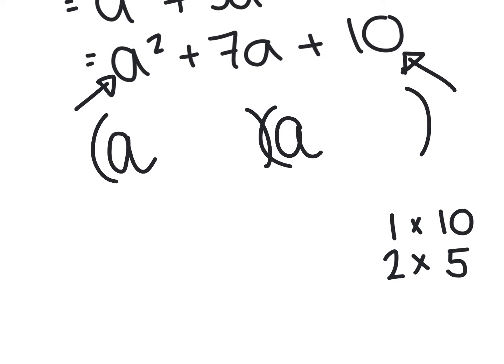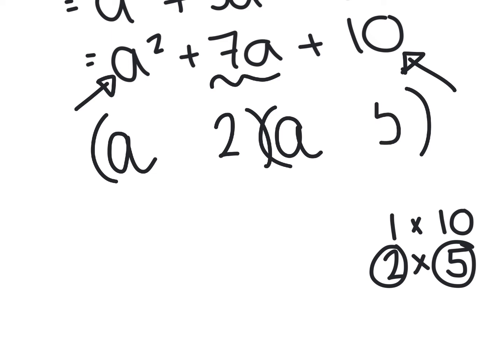Now, if I used 1 and 10, that would give me a 1a and a 10a. It's not going to give me 7a in the middle. So there must be another condition on my pair of numbers. They have to multiply to 10, but they also have to add up to give me 7a. So which pair of numbers adds to give me 7? Does a 2 and a 5 add to give 7? Of course it does, right? So that means in the brackets I've got a 2 and a 5.